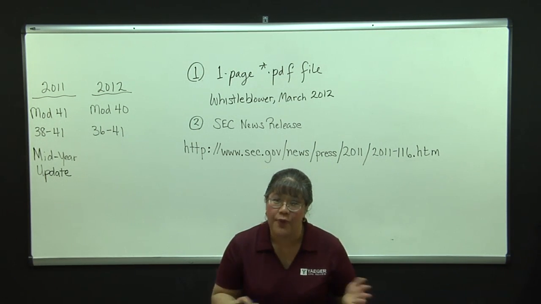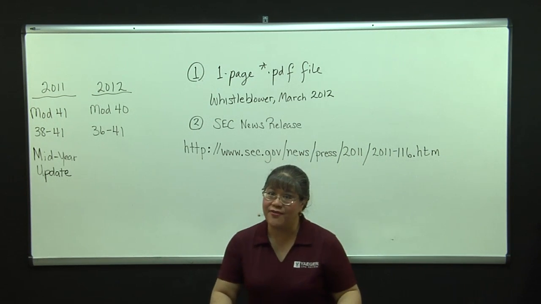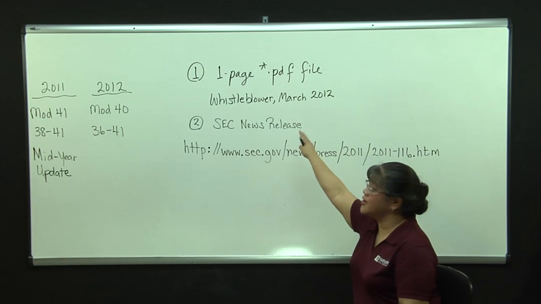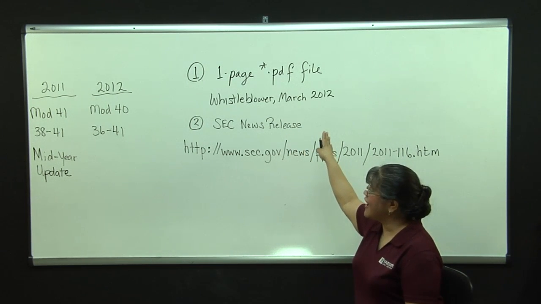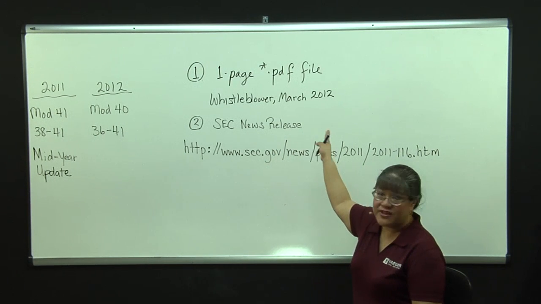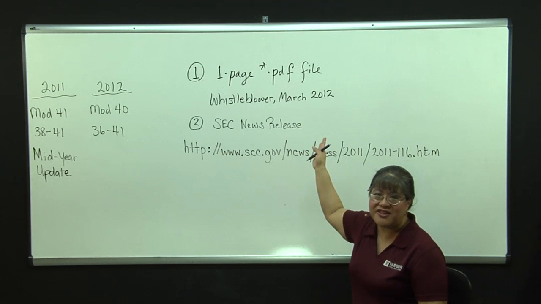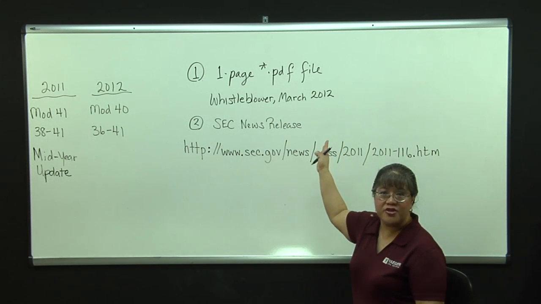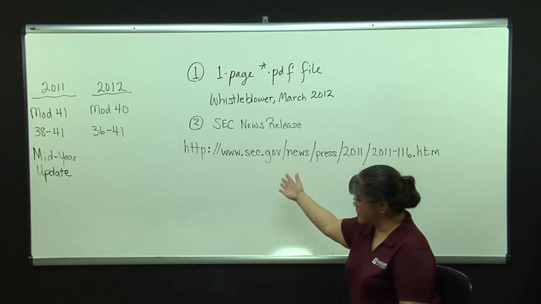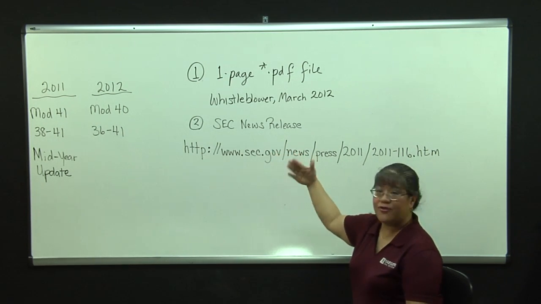Okay, now what has happened is that we're going to do a video for you, and in this video you're going to need two materials. First, there's going to be a one-page PDF file. This was written by our author, and at the top it says Whistleblower March 2012. This came from our author. All I did was put a title on it, and you can think of that as being a summary.